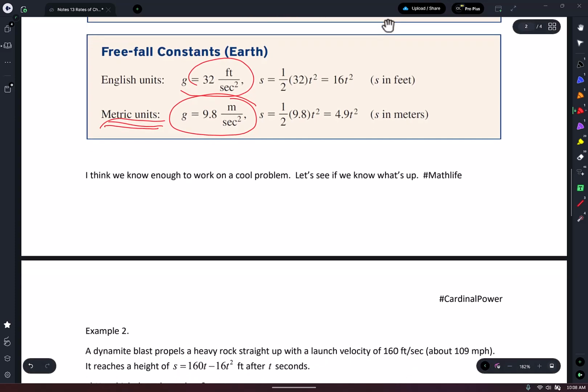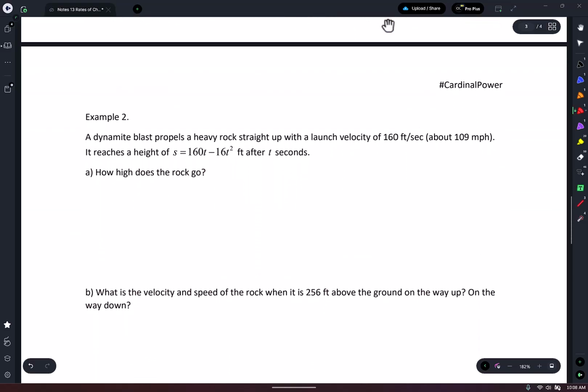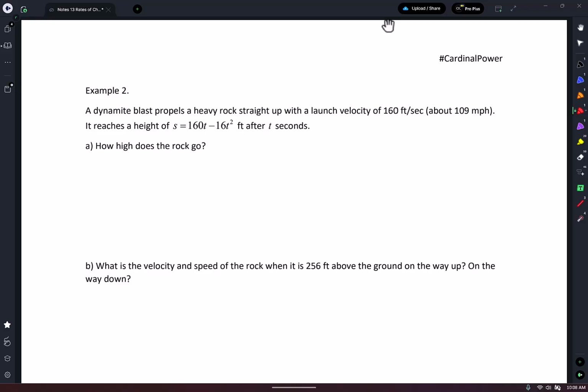You guys want to see a problem in action that looks like a physics problem? Okay, let's go to the next page. All right, check it out. A dynamite blast propels a heavy rock straight up with a launch velocity of 160 feet per second. It reaches a height of s equals 160t minus 16t squared feet after t seconds. How high does the rock go?